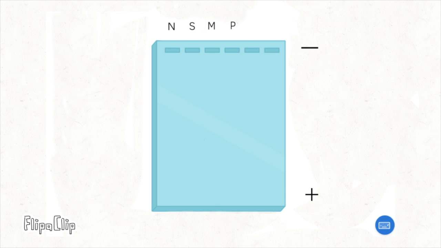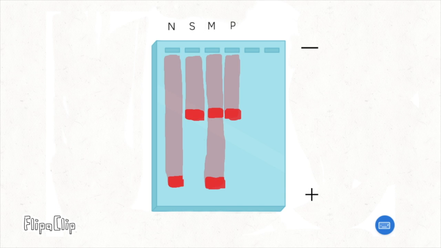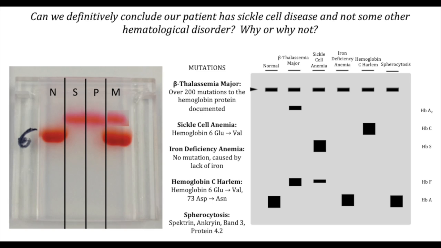Now let's run our gel. When the gel is finished running, draw what you see in the diagram on page 44 of your student packet. The picture on the left shows an actual gel that was run for this experiment as opposed to an animation.